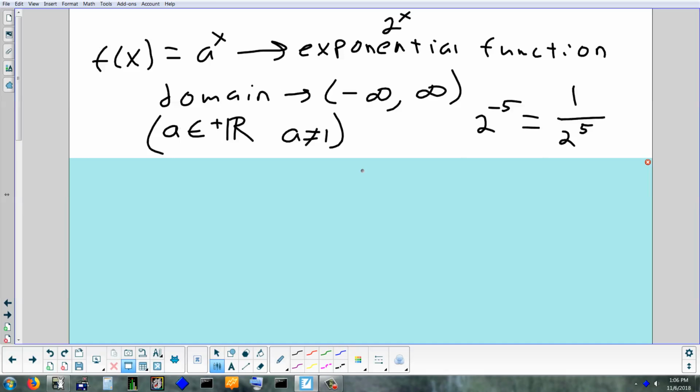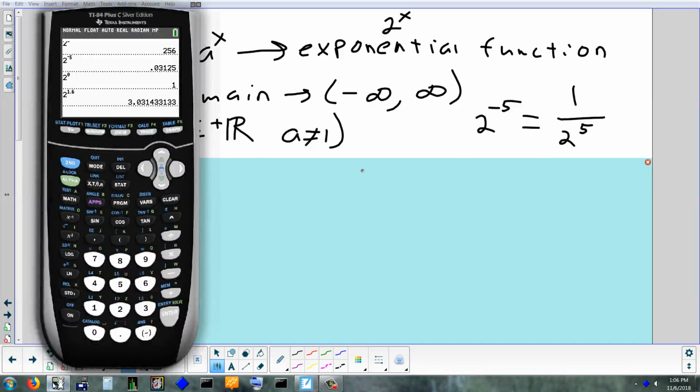So 2 to the 5th is 32. And if you take 1 divided by 32, you're going to get 0.03125. So anytime you see a negative exponent, it just means it's in the bottom. Now, let's say I make that negative number even bigger, 2 to the -10th. I'm going to get an even smaller number, 0.0000976. It's getting smaller, but it's not ever going to be able to reach what number? 0. It'll never reach 0.